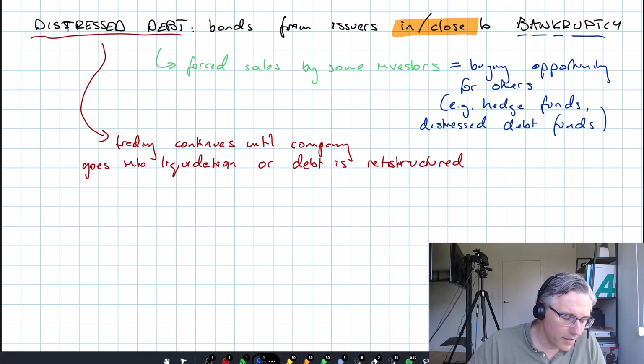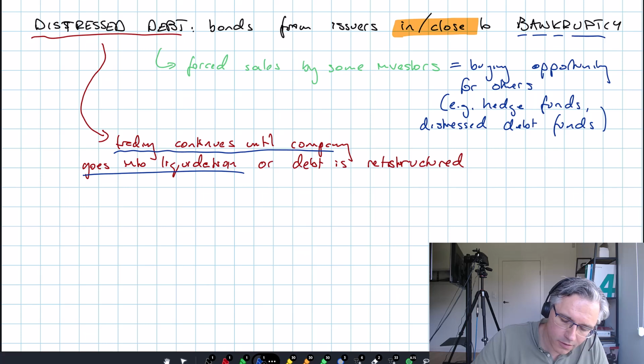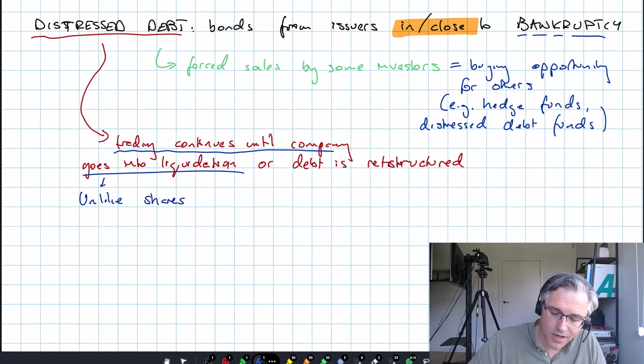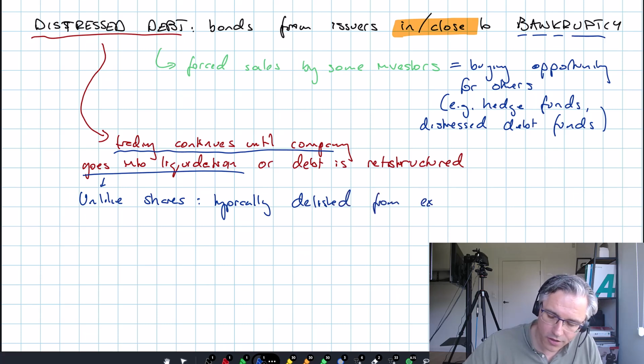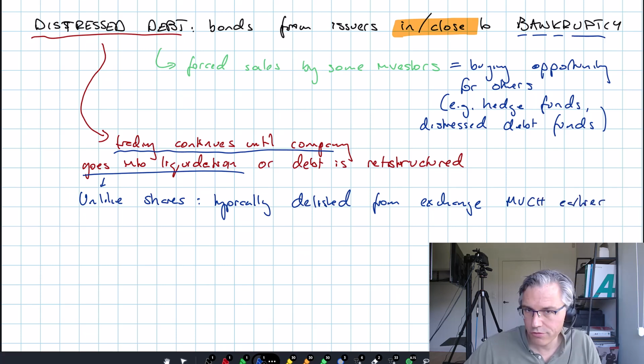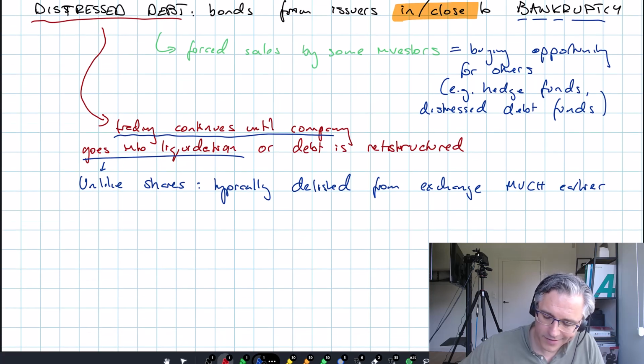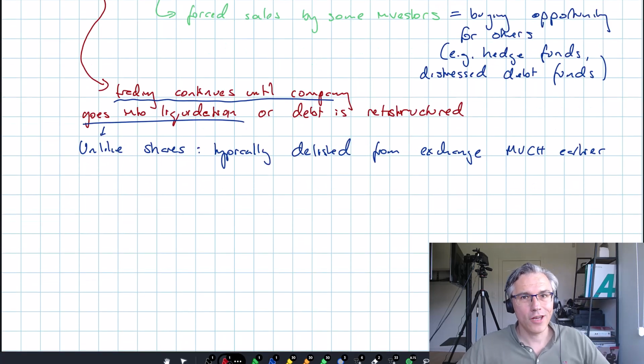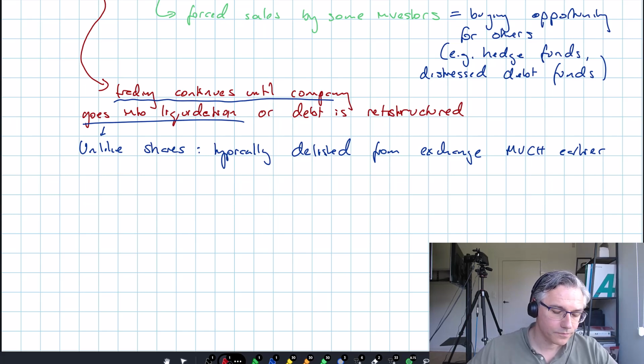And one more thing, this idea of trading continuing until the company goes into liquidation, please note that this is different. This feature is unlike what you see with shares, equity instruments, because shares typically get delisted, so taken off an exchange, much earlier than bonds cease trading. So bonds of companies in distress typically keep trading for a longer period than the shares of the same companies.